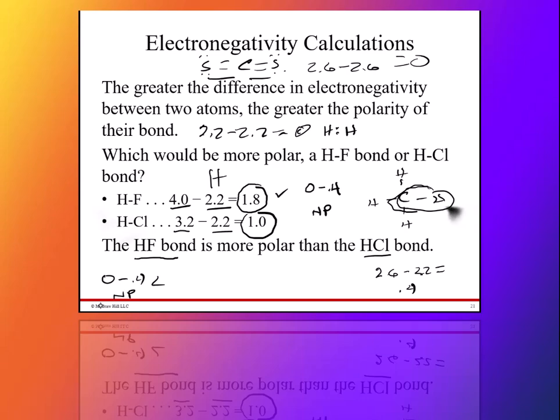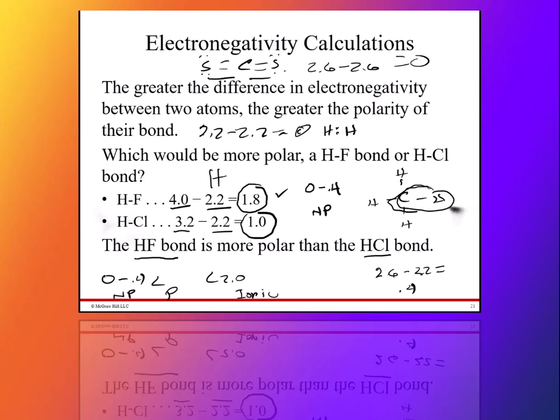Then we get above 0.4 and we go up to 2.0. This would be called a polar bond, and that means there's going to be a positive and negative end to the bond. And then above 2.0, we would say that substance is ionic. So that means total electron separation from the lower electronegative element and an electron acceptance from the higher electronegative element.